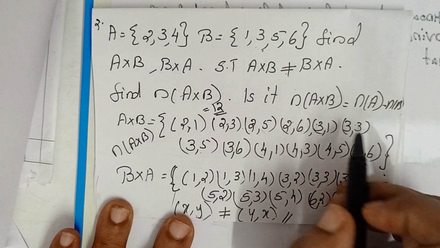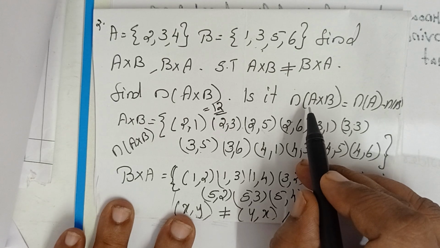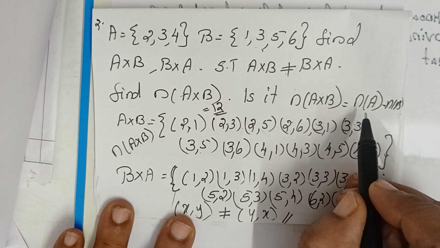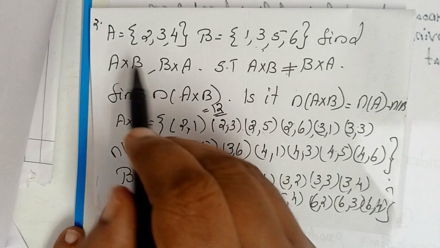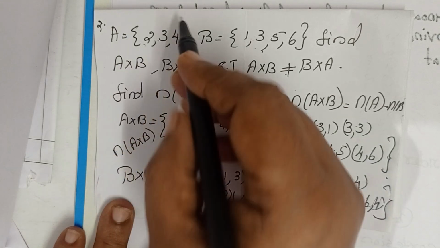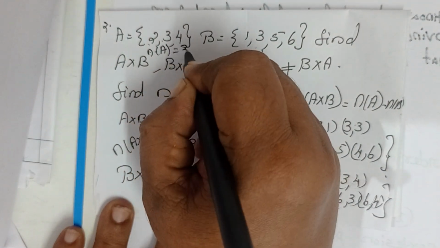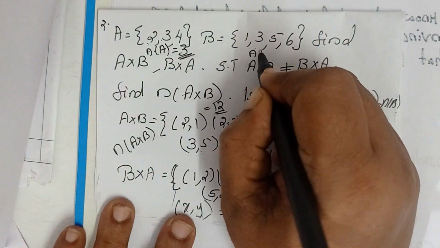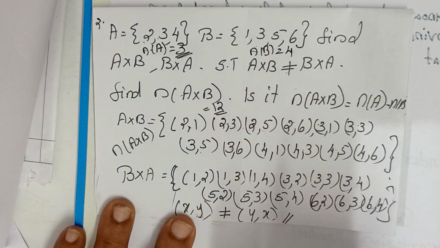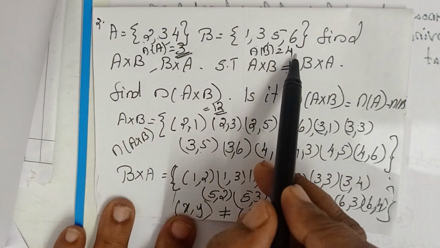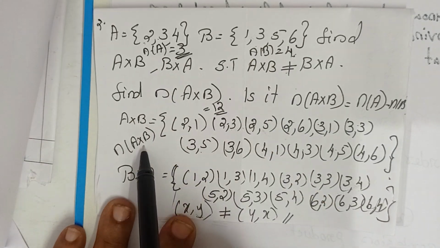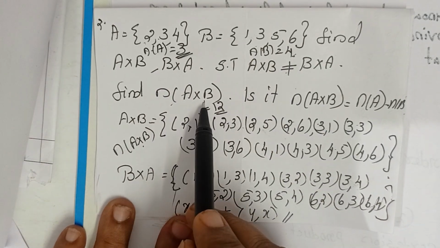Then study this formula. n of A cross B is equal to n of A into n of B. Count what is n of A. How many elements are in A? n of A contains 3 members and n of B contains 4 members. Then what is 3 fours? 3 fours are 12. That is n of A cross B.